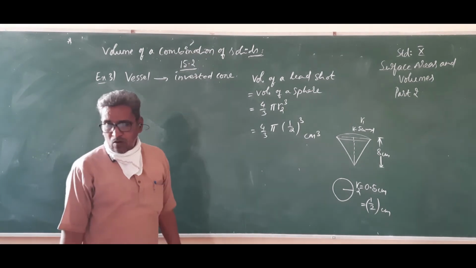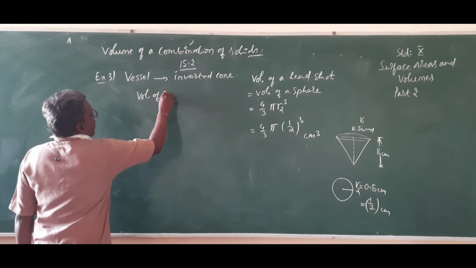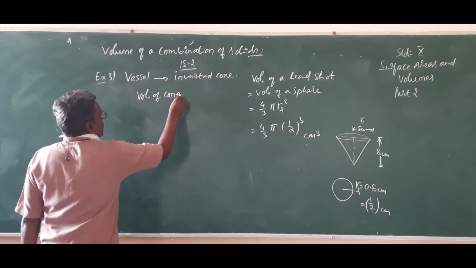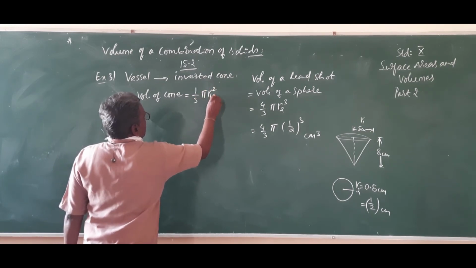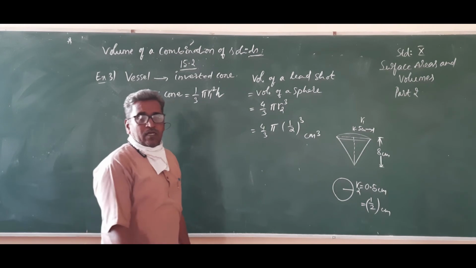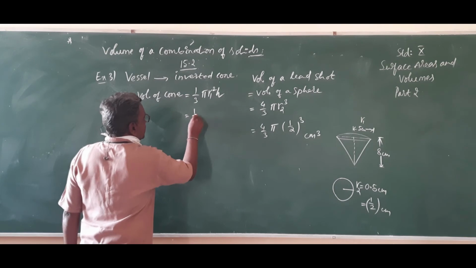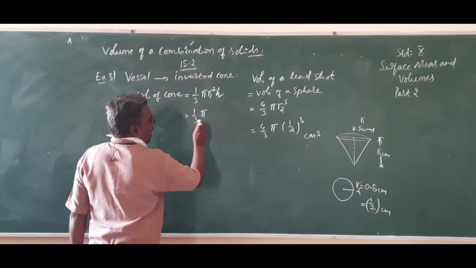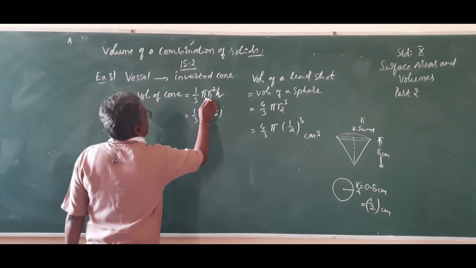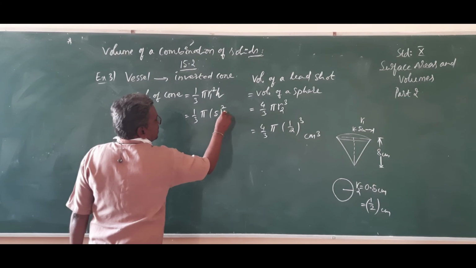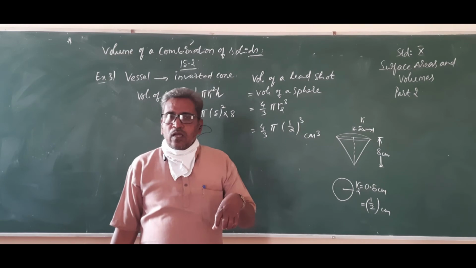Now the volume of the vessel, which means the volume of the cone, is 1 by 3 pi r1 squared h. That equals 1 by 3 pi, with r1 equal to 5, so 5 squared, and h is 8.